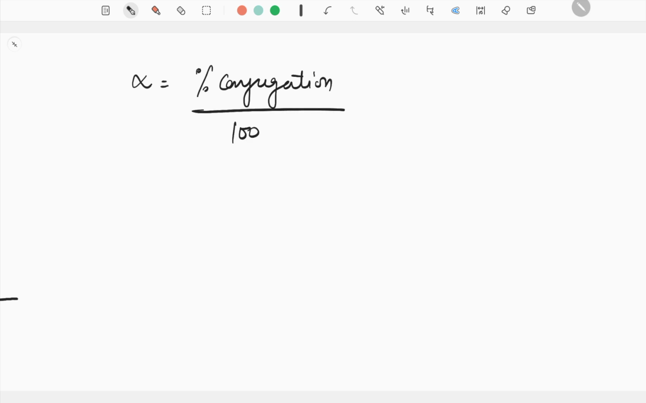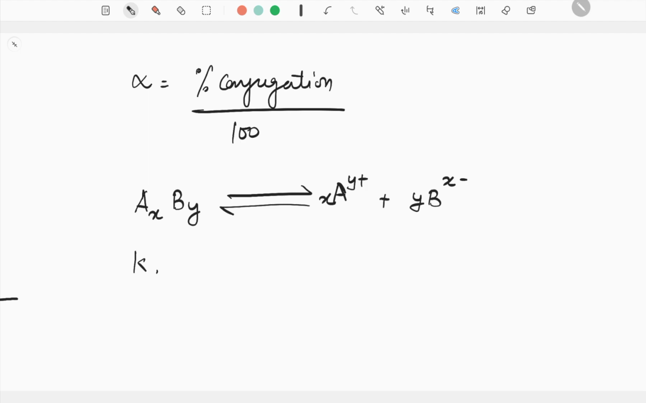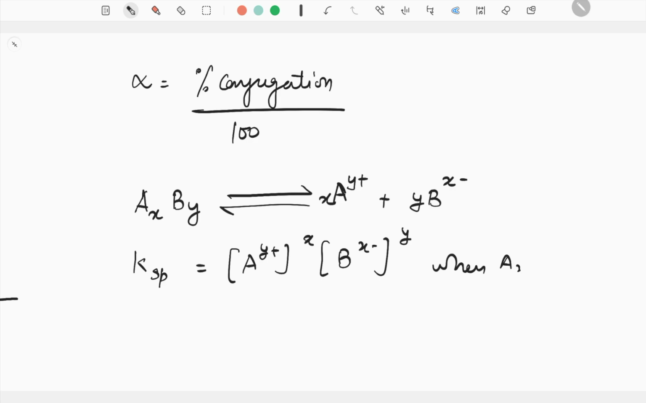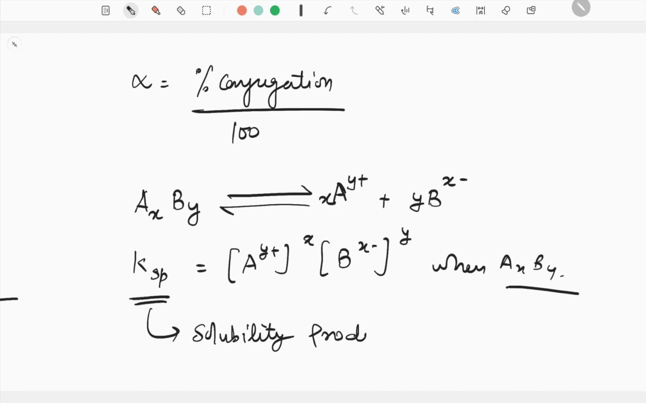Next relation is alpha is equal to percentage conjugation upon 100. If for a reaction AxBy gives xA^y plus yB^x negative, Ksp is equal to [A]^x to the power y times [B]^y to the power x. For AxBy, Ksp is the solubility product.